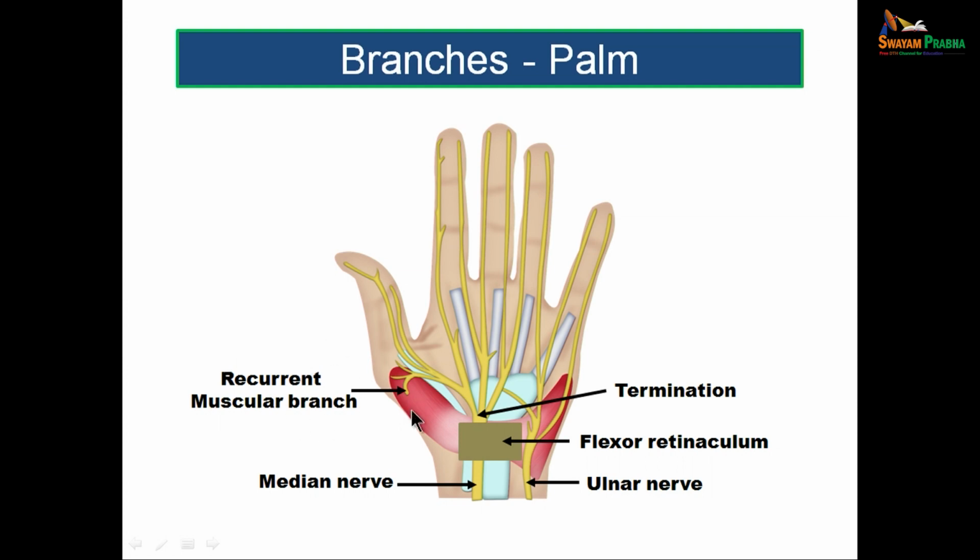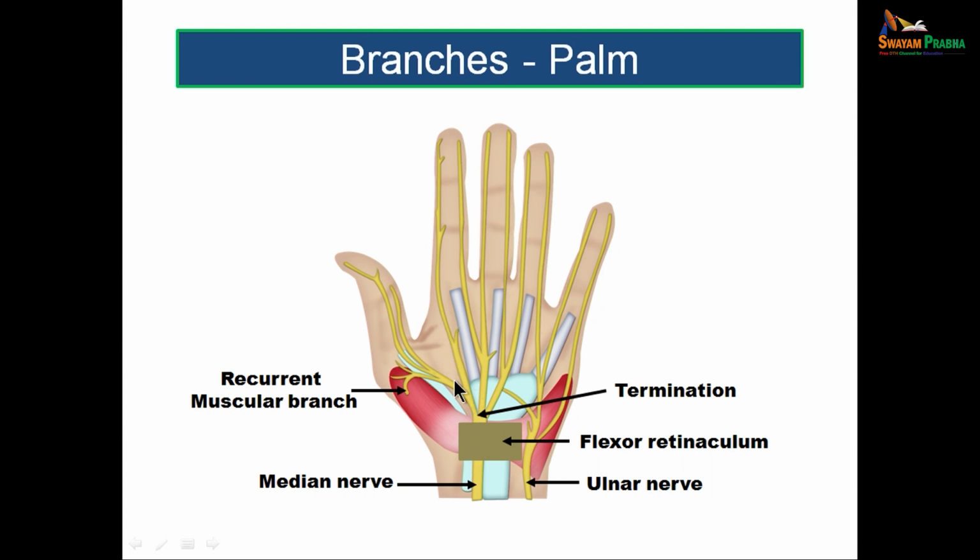This recurrent muscular branch is going to supply the thenar group of muscles, and that will be the abductor pollicis brevis, flexor pollicis brevis and opponens pollicis. These three muscles lying in the thenar eminence will be supplied by the recurrent muscular branch. You find then the lateral terminal branch dividing into three branches which are proper palmar digital branches. Two of them will supply the thumb, the lateral and the medial side of the thumb, whereas one is going to supply the radial side of the index finger.